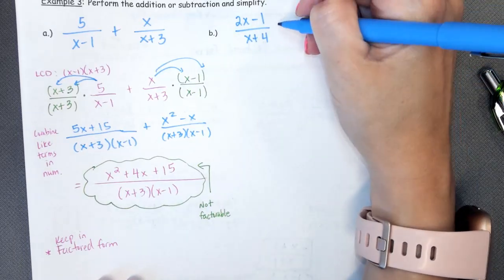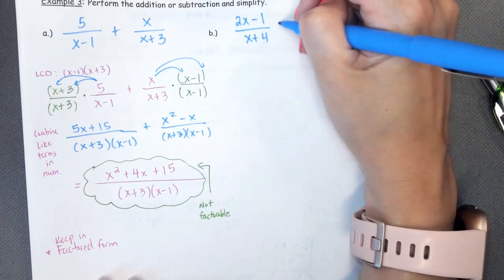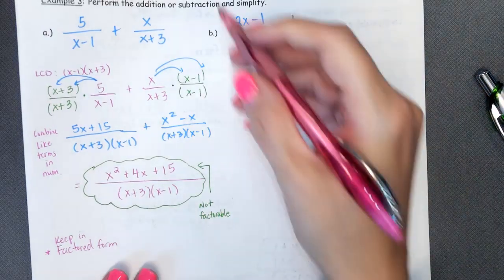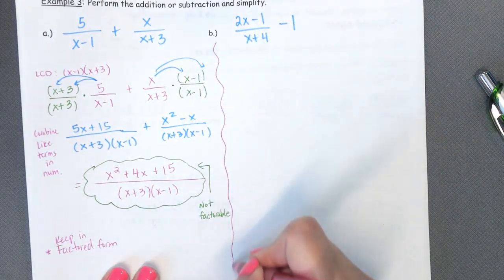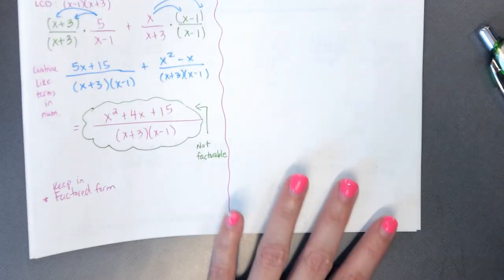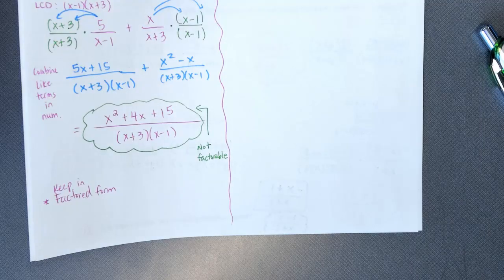Okay, for B we have 2x minus 1 over x plus 4 minus 1. Okay, so I want you to think about what your LCD is.